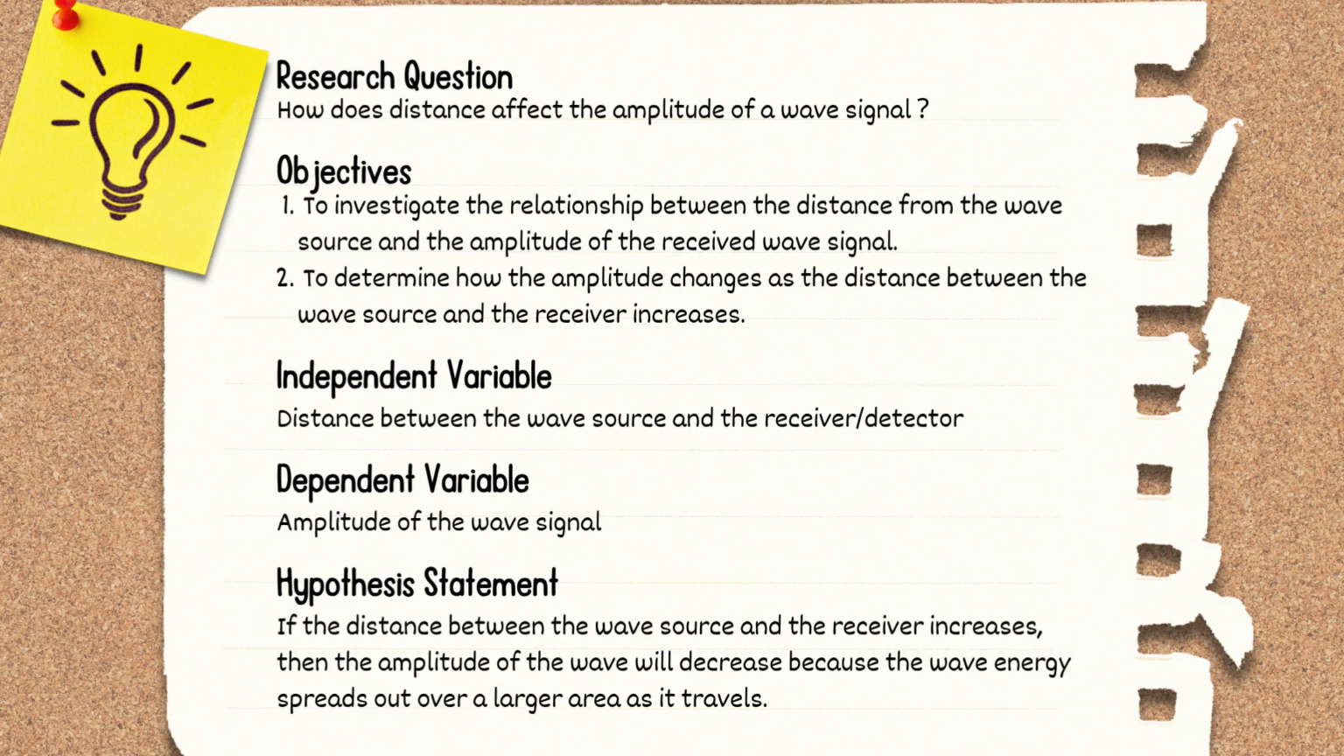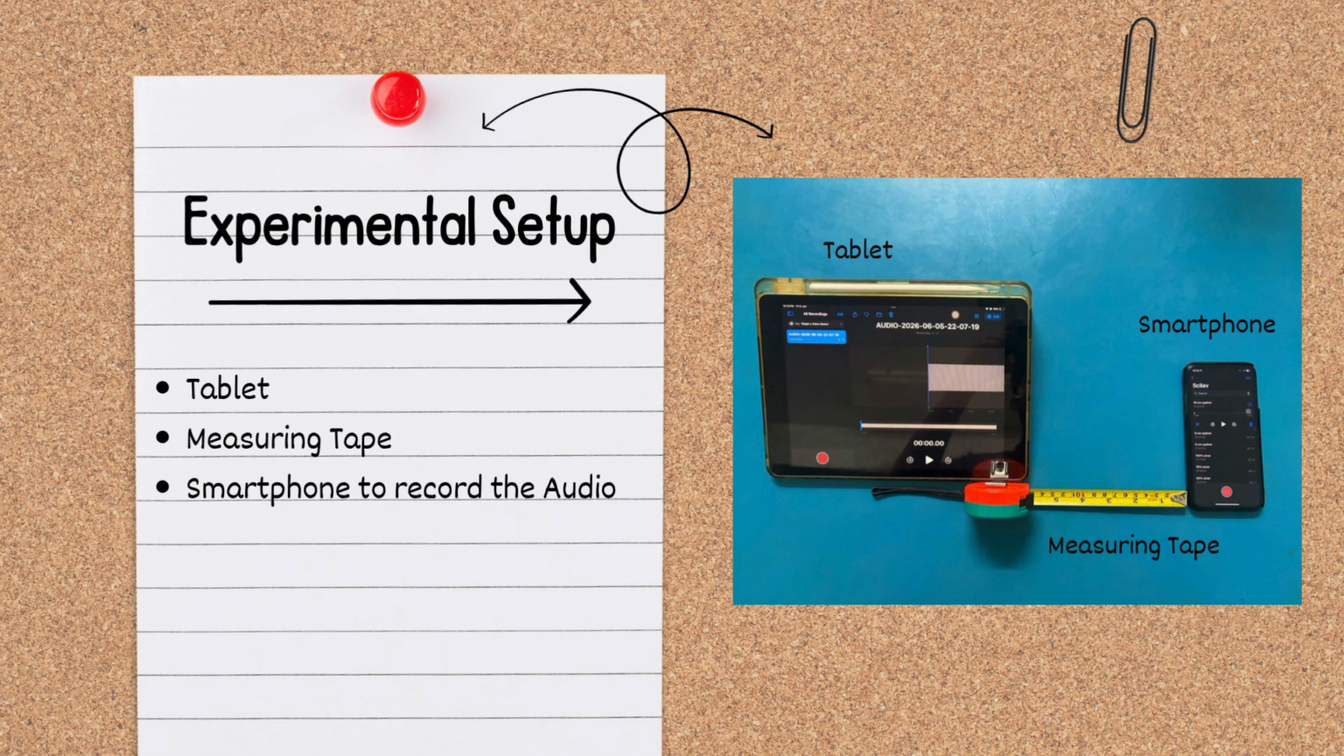To keep my experiment controlled and accurate, I define my variables. My independent variable is the distance between the wave source and the receiver. My dependent variable is the amplitude of the wave signal. Based on this, my hypothesis statement is: if the distance between the wave source and the receiver increases, then the amplitude of the wave will decrease because the wave energy spreads out over a larger area as it travels. Now, let's take a look at my experimental setup to see how I put our variables into practice.